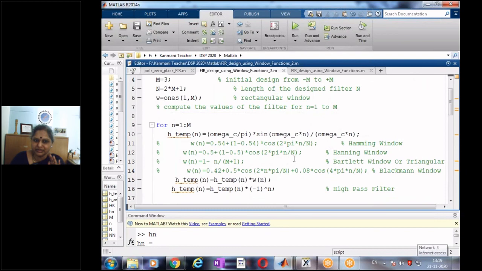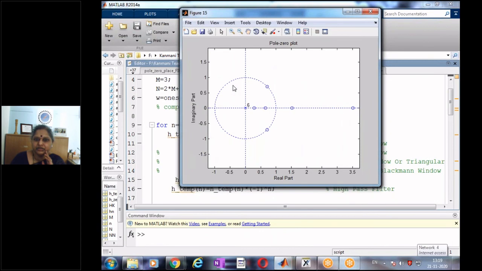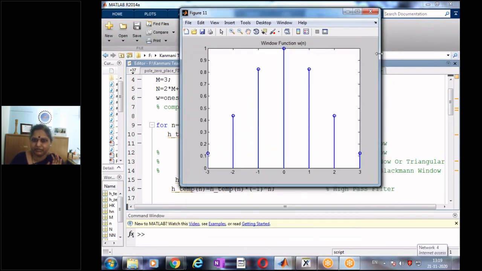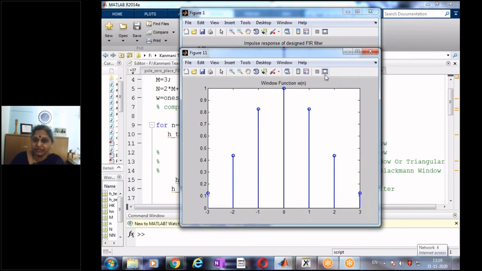Now let me just repeat the same function with the same filter design. Let me use a Hamming window. Now with the Hamming window, let us see what happens to the filter design. So these are the changes in the pole zero plot. Let's not discuss that. And this is my impulse response. This is my window function.